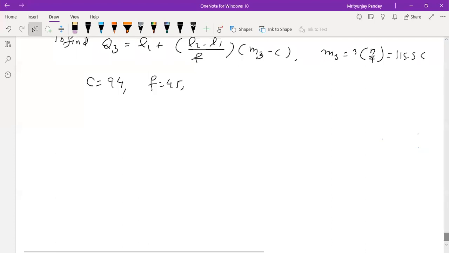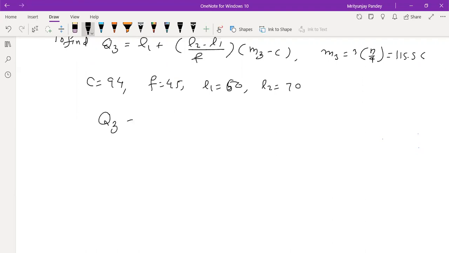The corresponding L1 is 60 and L2 is 70. Therefore Q3 is 60 plus the difference between them, which is 10, upon 45, into M3.